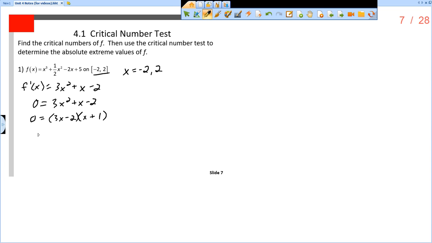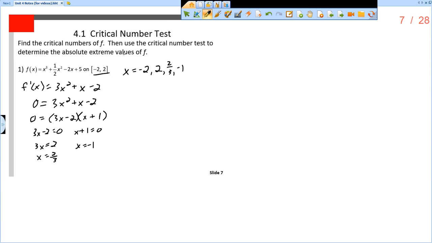All right, and so now we're going to set each of these equal to 0, so 3x minus 2 equals 0, or x plus 1 equals 0. So 3x minus 2 equals 0, so 3x equals 2, or x equals 2/3. All right, and then x equals -1. Now, remember, it must be in the domain. So you look from -2 to 2, both 2/3 and -1 are in the domain. And so then we have 2/3 and -1 also added to the critical numbers.